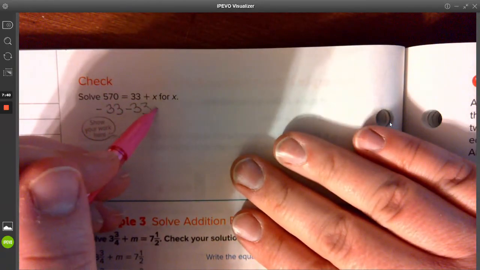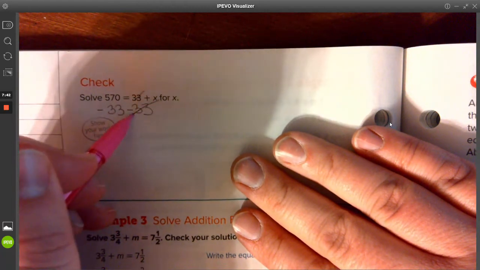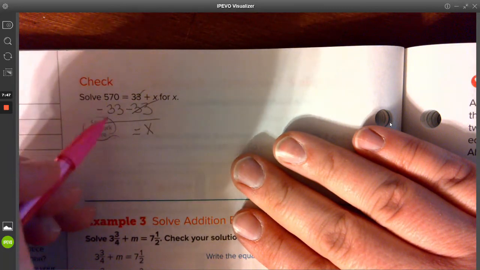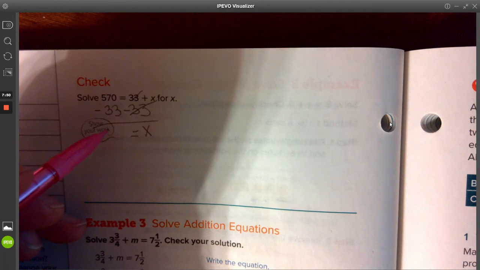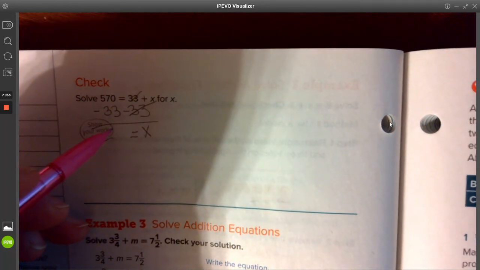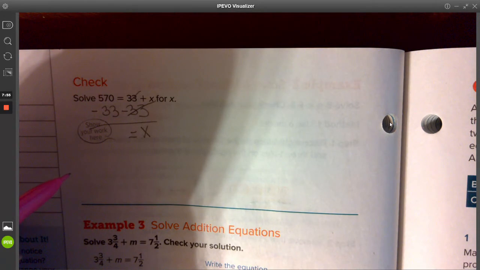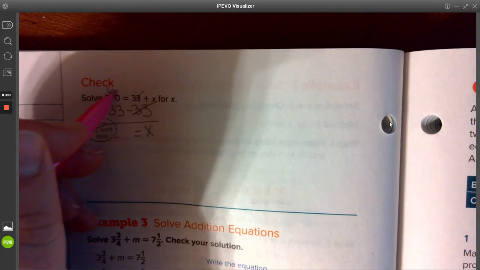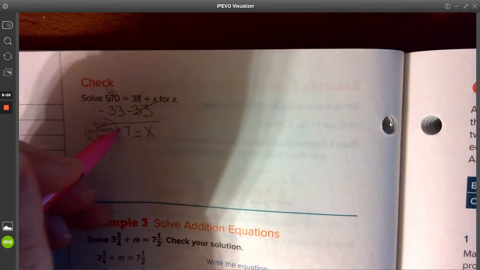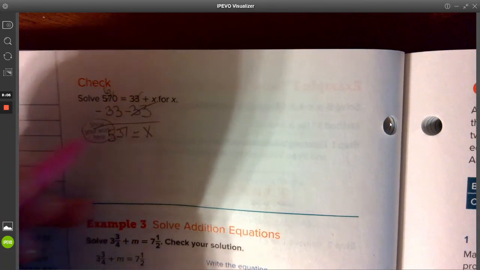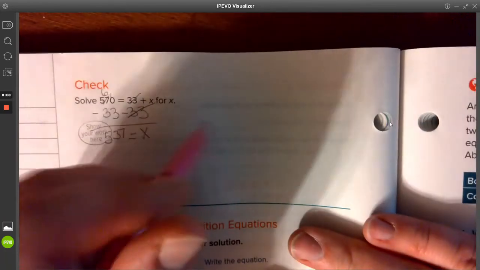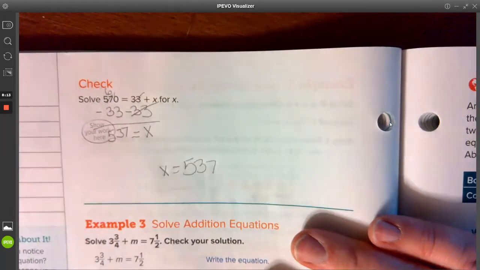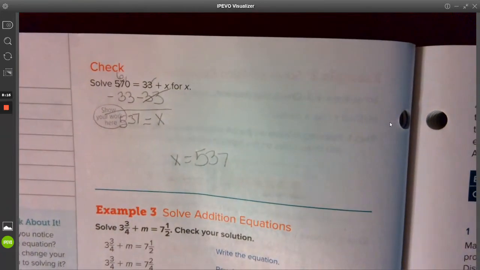When I'm subtracting on the side with the x, that simply cancels it out, and all I would be left with would be x. So I'm going to do over here 570 minus 33. Okay, so go ahead and solve for x. You can pause here and then check your answer. So your answer here, once you've solved it, should be 537. So our solution would be x equals 537.